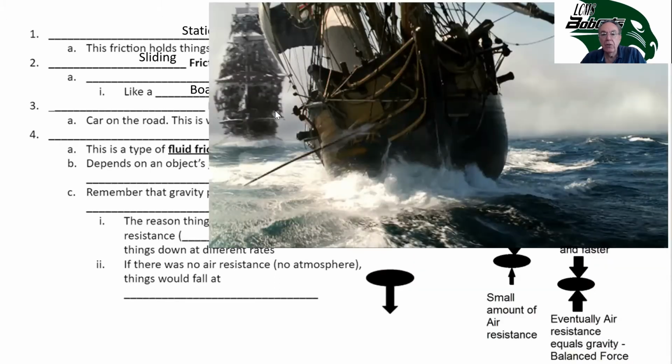This is a picture of the ship moving through the water. And actually there's two fluids here. The ship is moving through the air, which is a fluid up here, and then it's moving through the water, which is a fluid down here. So as the water pushes past the ship, there's fluid friction. And also it needs power from the sails to push itself through the air, because the air resistance would also make it want to stop, which is a type of fluid friction.